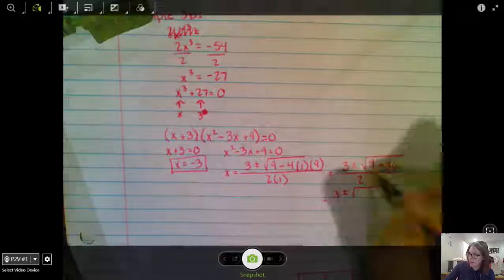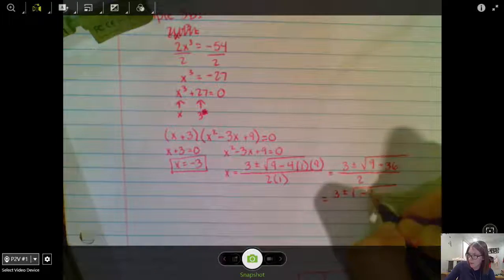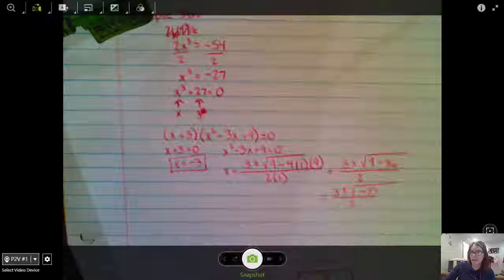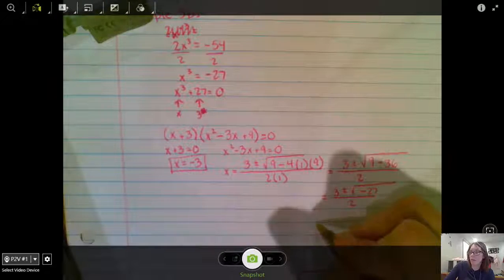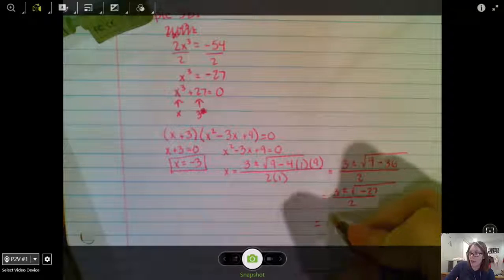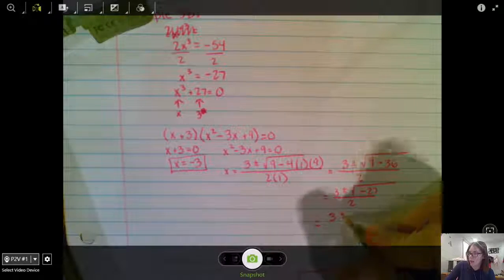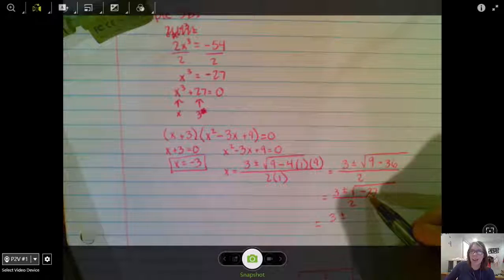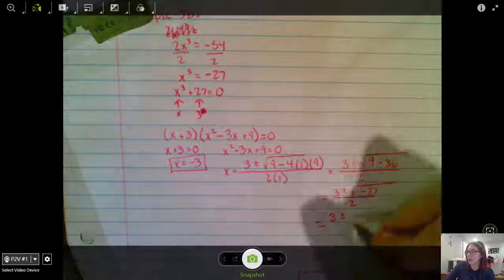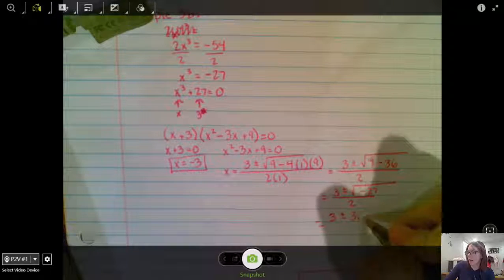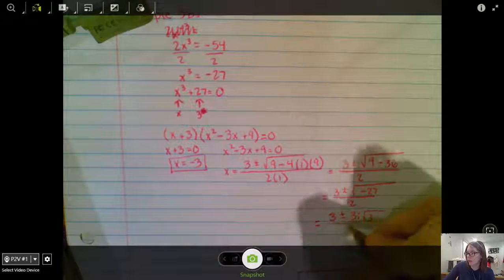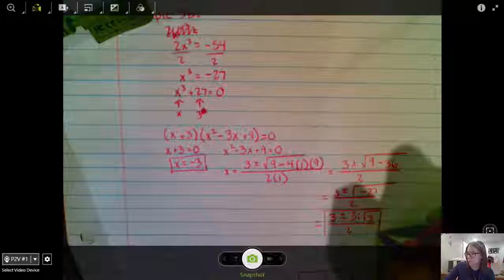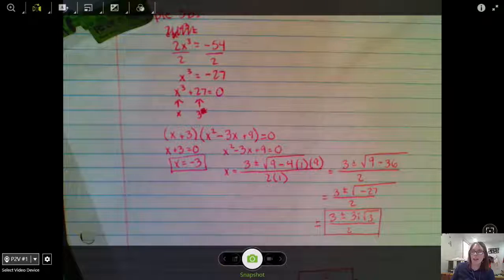And 9 minus 36 gives us negative 27 over 2. This one's kind of nice because we have to simplify our radical. And we have imaginary. If you think about what perfect square goes into 27, 9 times 3. And the square root of 9 is 3. So we have 3i, radical 3, over 2 as our other solutions.